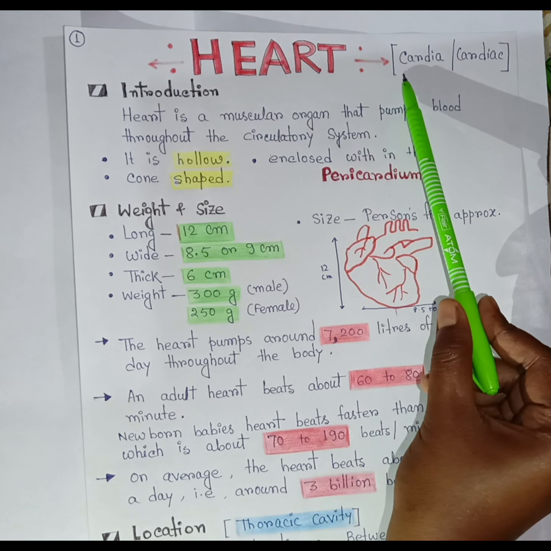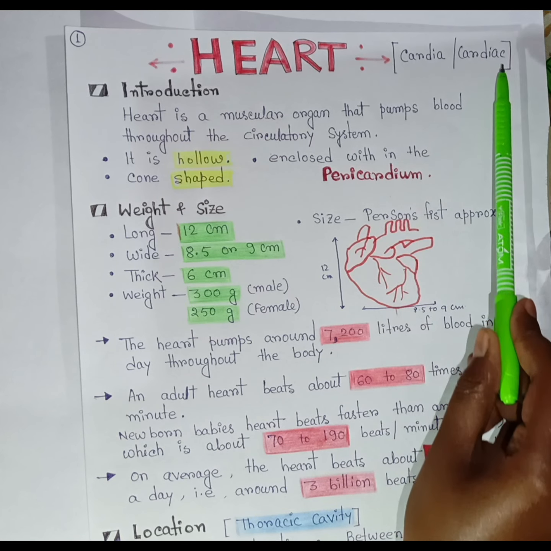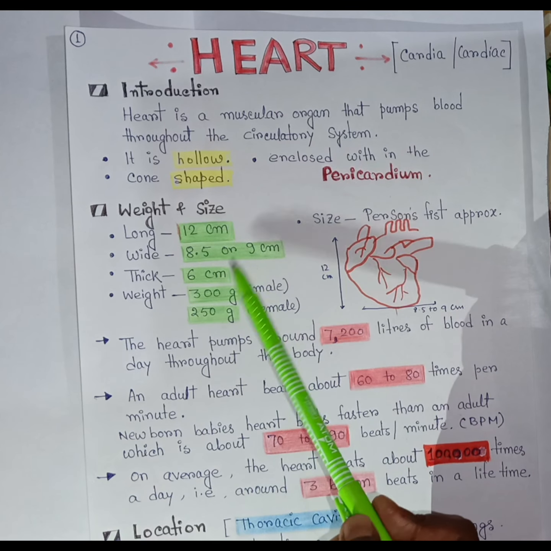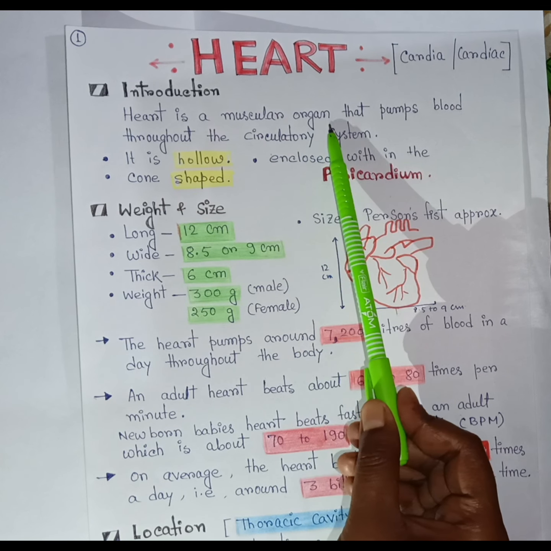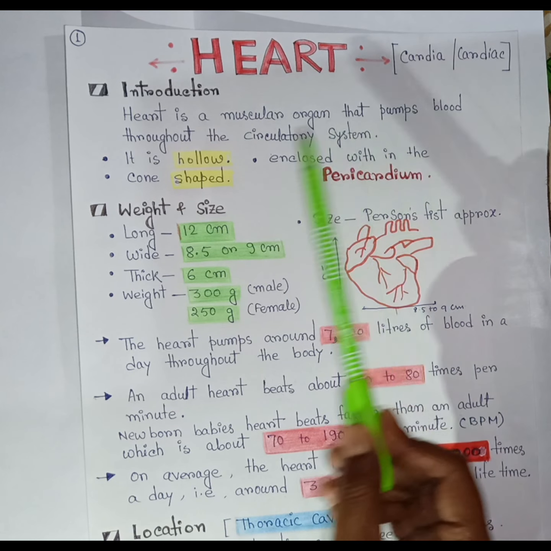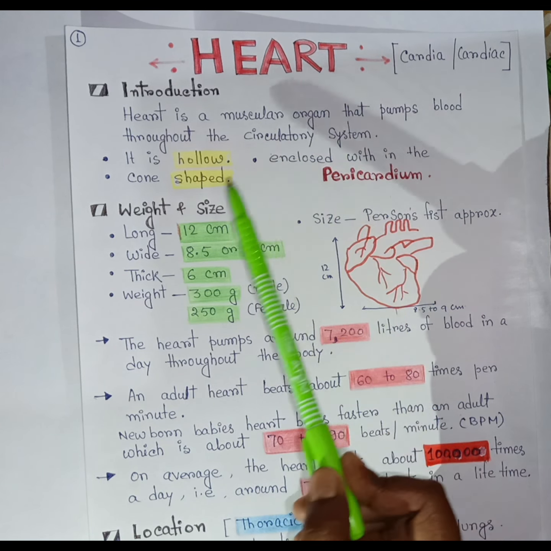Heart is also known as cardia or cardiac. It is the medical term of heart. Intro. Heart is a muscular organ that pumps blood throughout the circulatory system. It is hollow and cone shaped and enclosed with pericardium. Heart is basically a pump. It moves blood through the vessels.